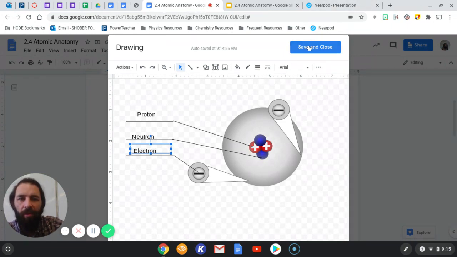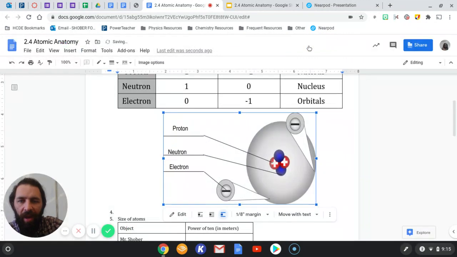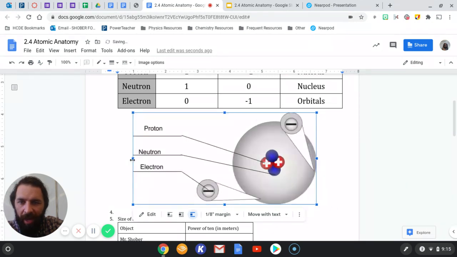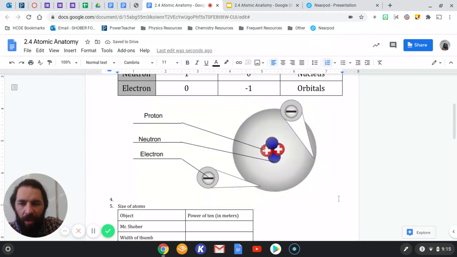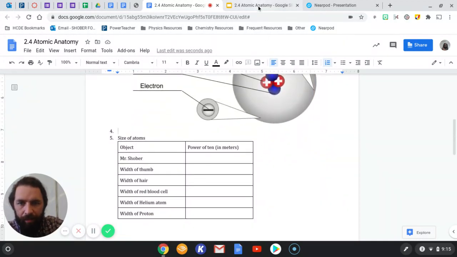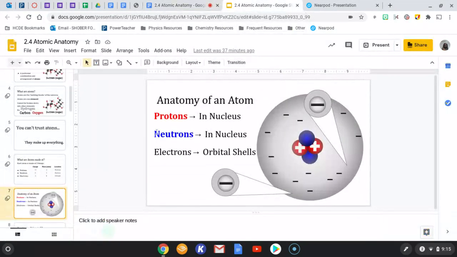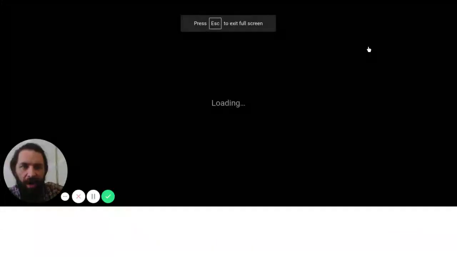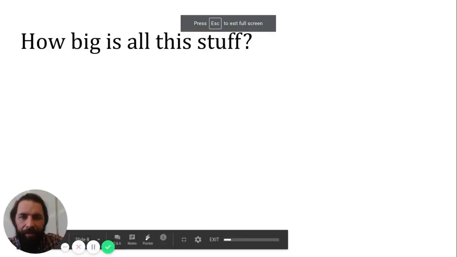Okay, so save and close that. And look, now our picture is updated, except mine got kind of squished a little bit for some reason, so I'm just going to drag it over so that it looks a little bit more circular there. Okay, so like I said, we were just talking about size of this stuff. So let's go and look at our next slide.